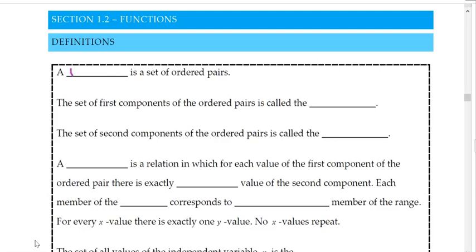So sometimes in math we call this a relation, or sometimes we call it a correspondence. So I'll put that underneath here too. Okay. It is just a set of ordered pairs. The first component in that ordered pair is called the domain, and the second component of the ordered pair is called the range.